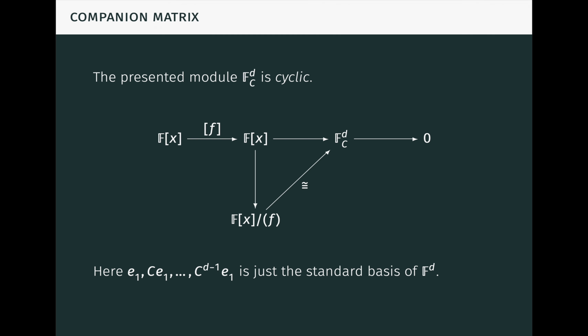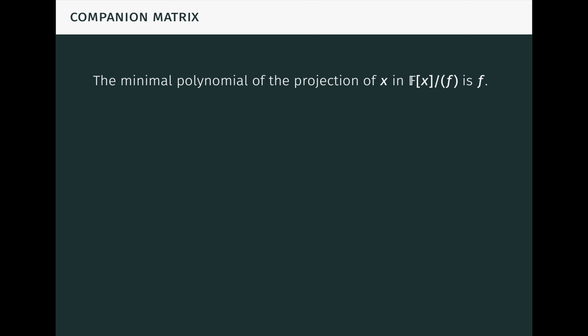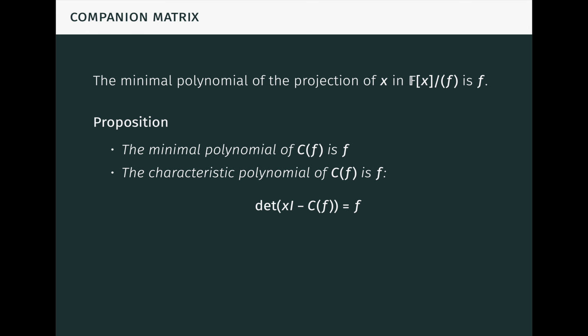We can also extract additional information from the quotient space. It's easy to see that the minimal polynomial of the projection of x is just f. Recall by definition the minimal polynomial is the monic polynomial of least degree which kills the thing. It follows that the minimal polynomial of the companion matrix of f is f. And a quick determinant computation shows that the characteristic polynomial is also f. A matrix whose minimal and characteristic polynomials are equal is called non-derogatory. You're free to make derogatory remarks about other matrices.